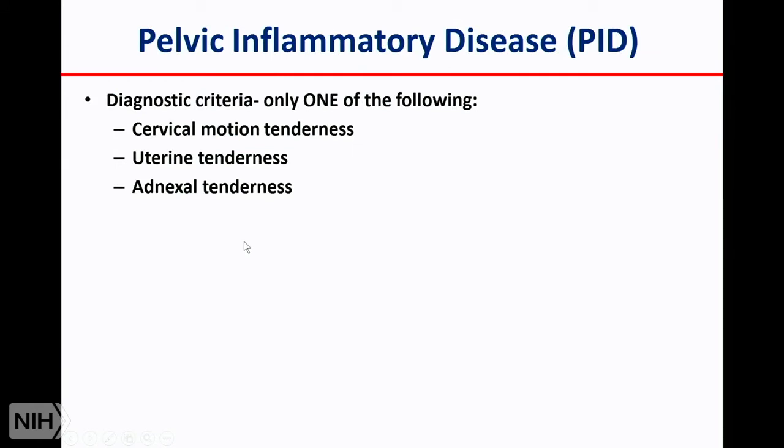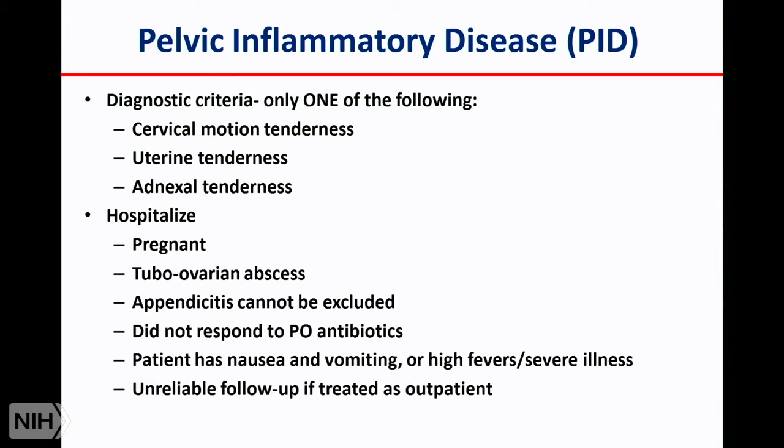We believe we know the immunologic makeup that causes the fibrous scarring. How to prevent that from happening is what's been more problematic. And the best way of preventing it is early diagnosis and treatment, and we'll get to that. So PID is the biggest morbidity that is associated with chlamydia.